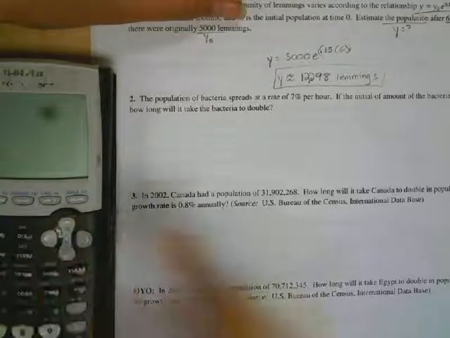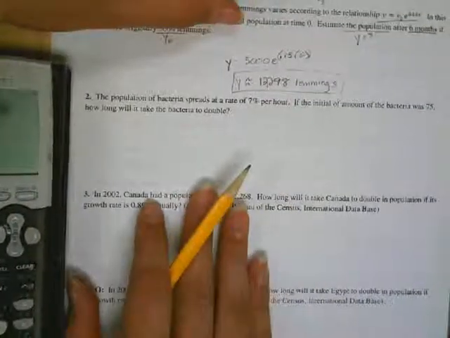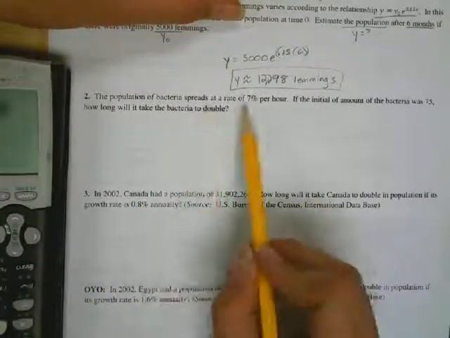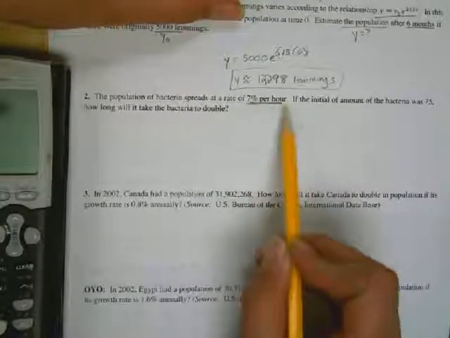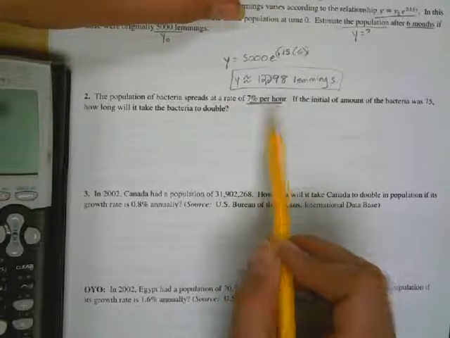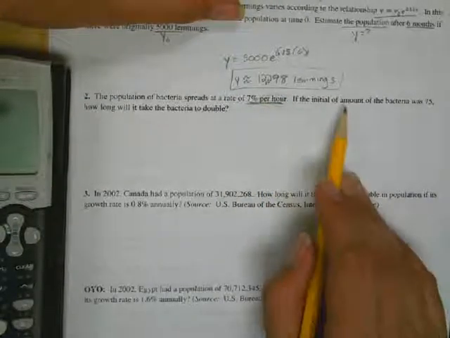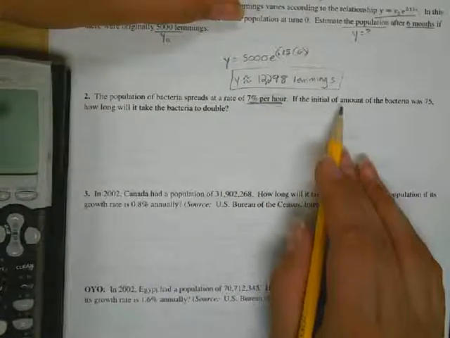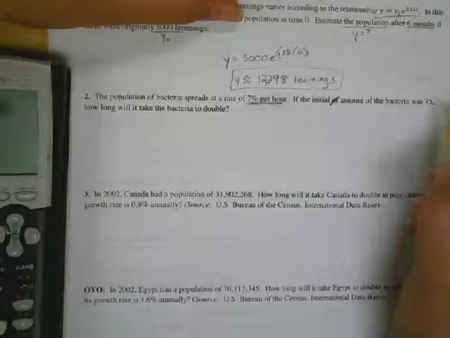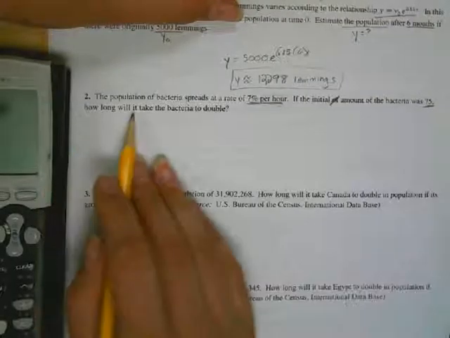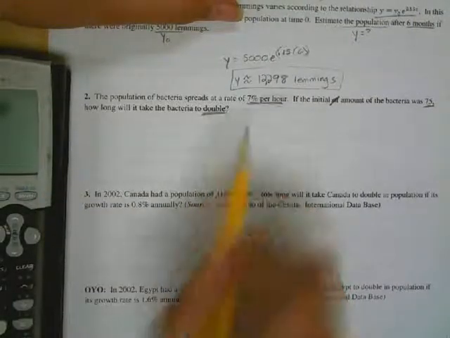Now, same sort of idea here. The population of bacteria spreads at a rate of 7% per hour. Okay, it says per hour. That's my rate. That's not my time. This is my rate per hour. If the initial amount of the bacteria was 75, how long will it take the bacteria to double? Okay, so how long?